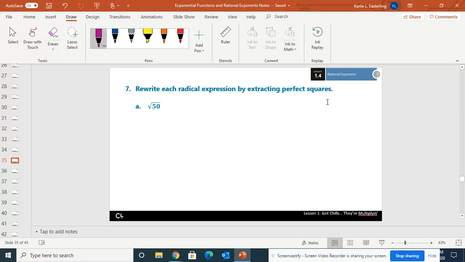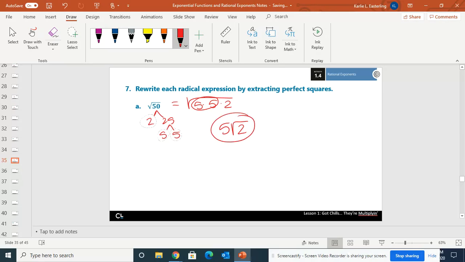So y'all know my favorite little thing to do when it's not a perfect square is make a factor tree. So if I made a factor tree here, I would have 2 and 25 and 5 and 5. I would circle my ends of my factor tree as I go down. So you'll have 5 times 2. Circle the 5, pull out a 5, square root of 2 would be your final answer here.